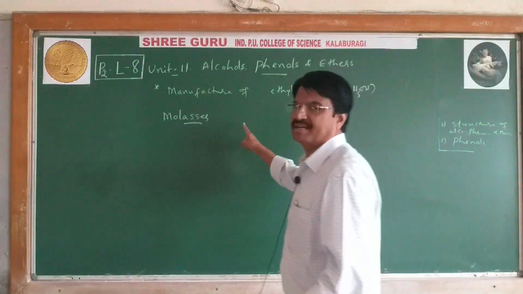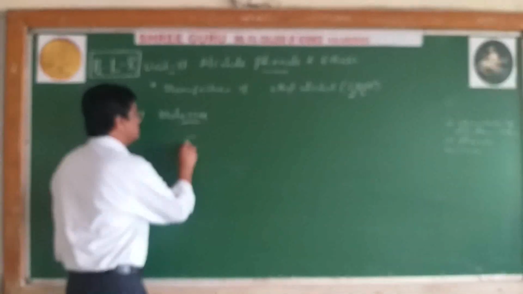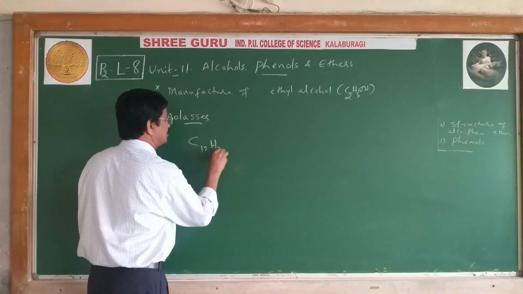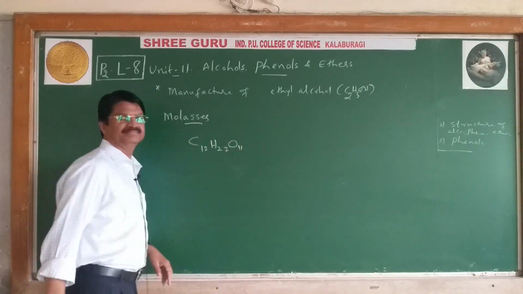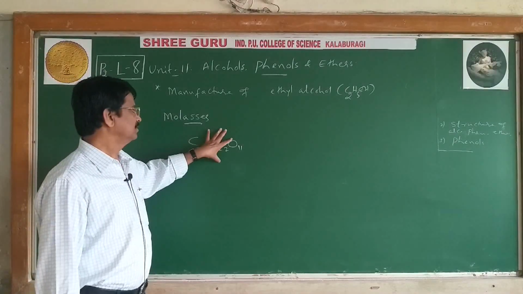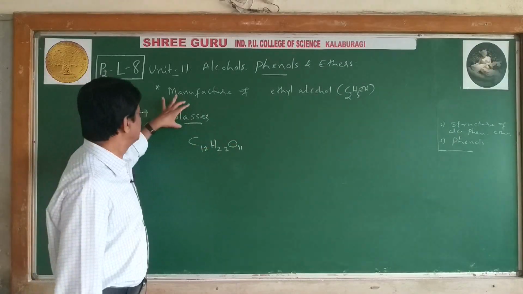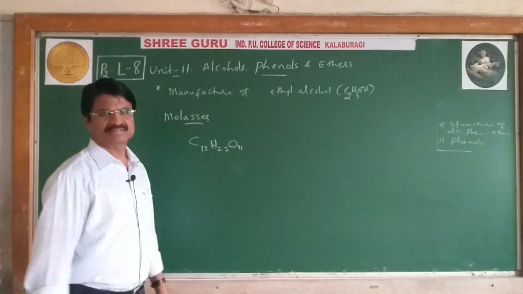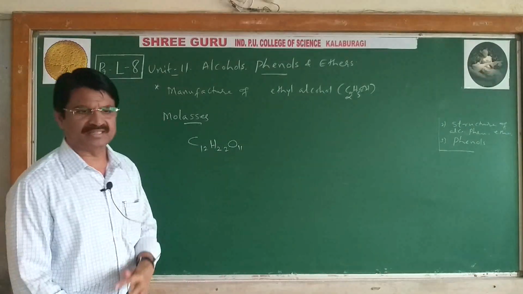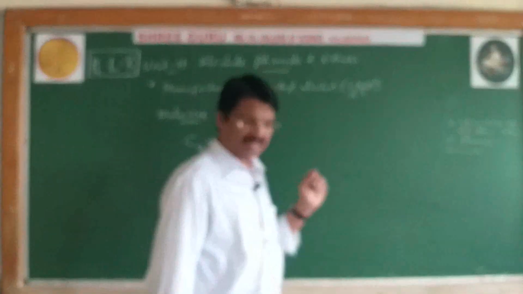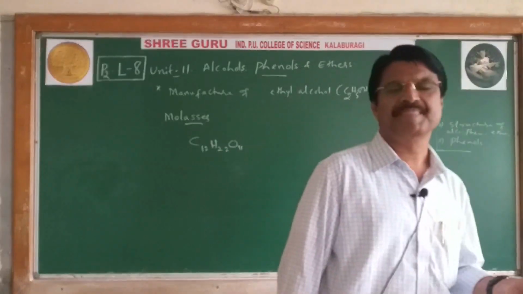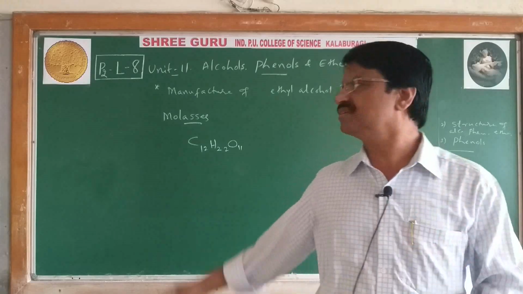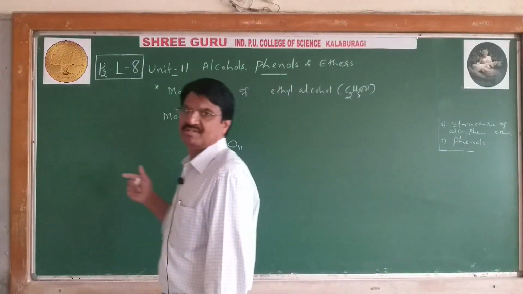And this mainly contains what? C12H22O11. This is sucrose or cane sugar. This is present in molasses. It means you are going to convert sugar into alcohol by the action of enzymes, hence it is also called alcoholic fermentation. By the alcoholic fermentation process, we can manufacture ethyl alcohol.